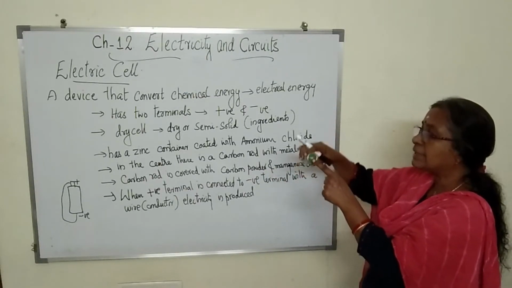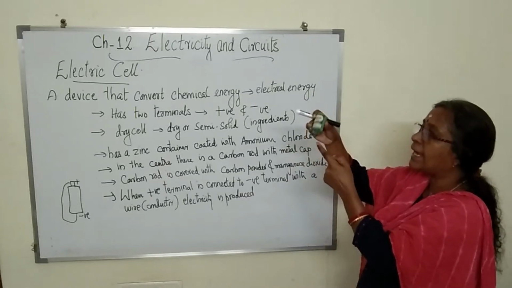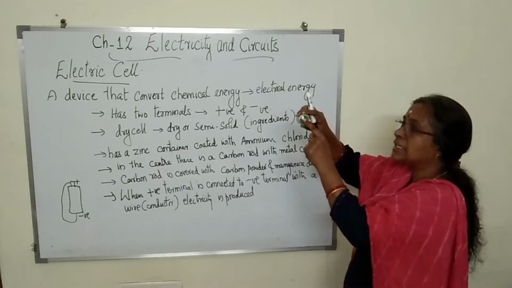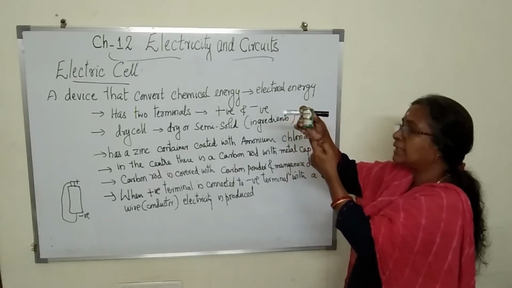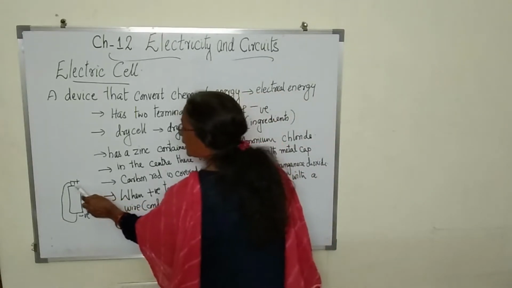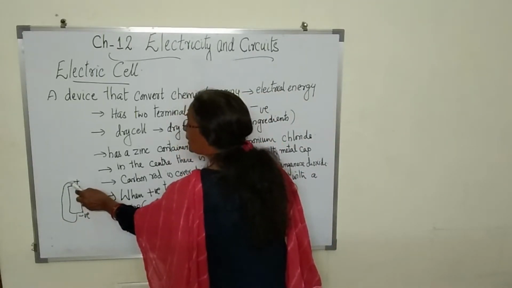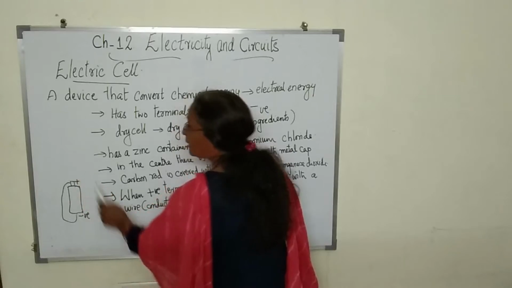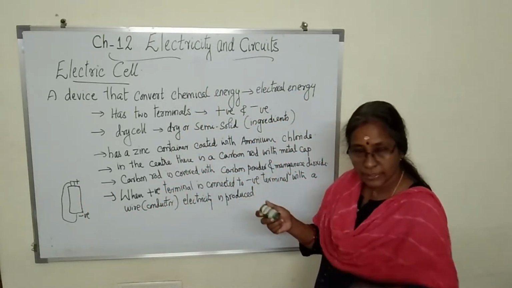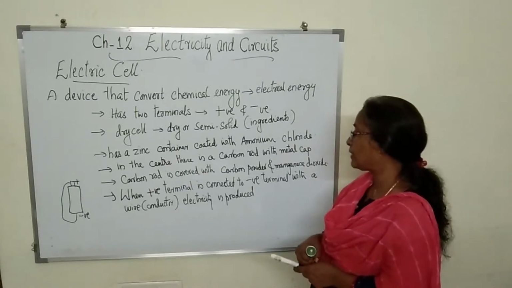Now, this is the positive terminal and this is the negative terminal. I have tried to draw it just like that. See here, the little bit of projecting part will be the positive terminal and the opposite part will be the negative terminal.